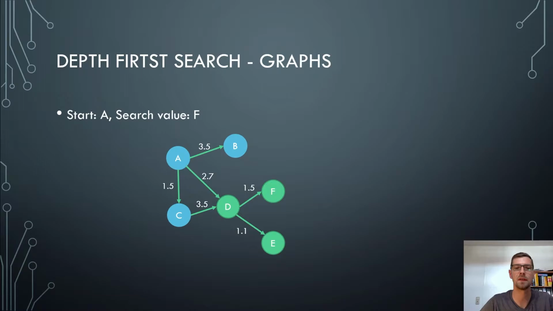So from C on, C is not the value, so we keep going with the first child of C, and that is D. And when we are at D, D is not equal to F, so we go here to E. And then E is not F either, so we go to F, and then we find our value F. And then we have traversed our graph and we found the value F, so we can return true.